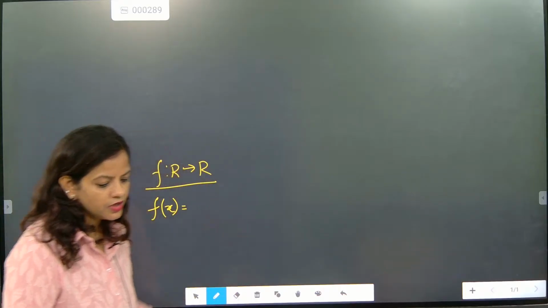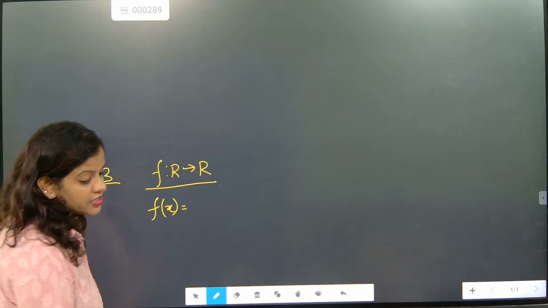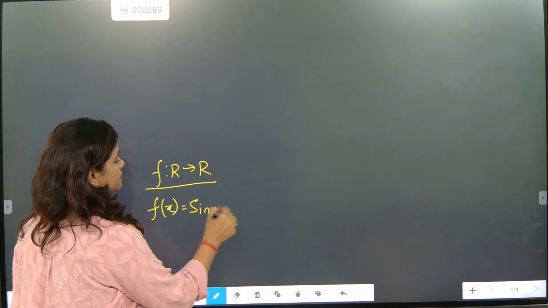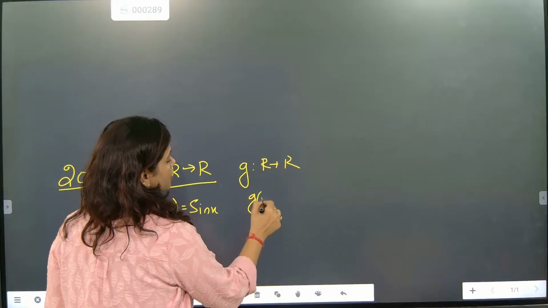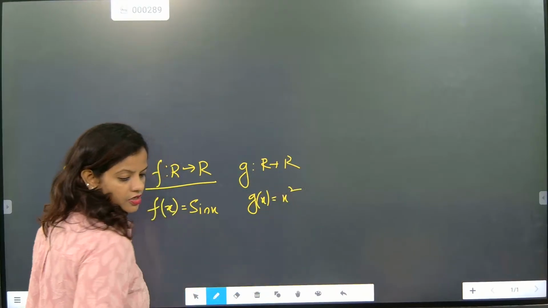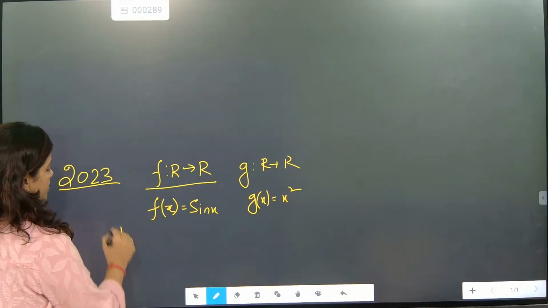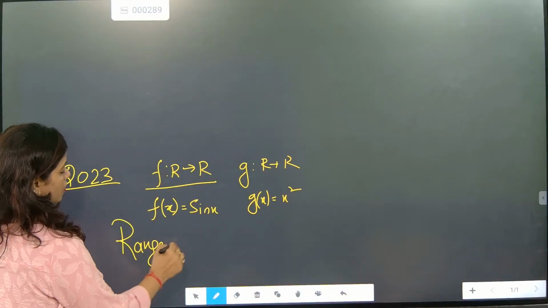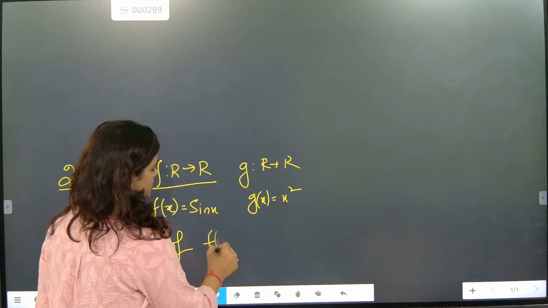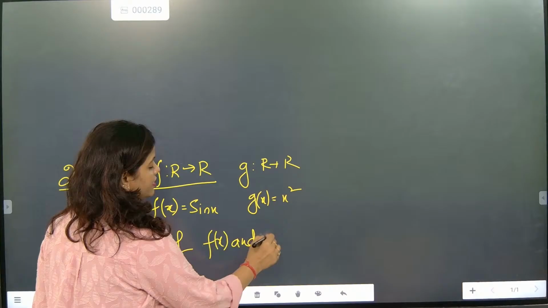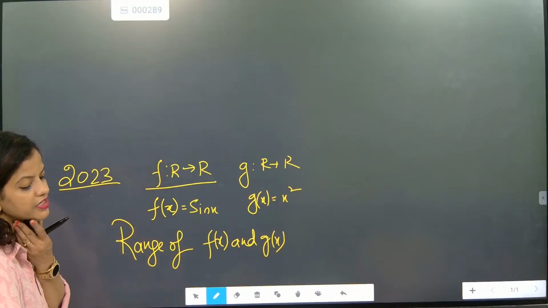Now look here. The question is, f from R to R, note down nicely: f of x is equal to sine x. Now g from R to R: g of x is equal to x square. Then you have to find the range of f of x and g of x. Come on, find the range of f of x and g of x.